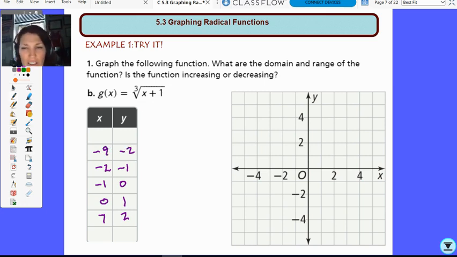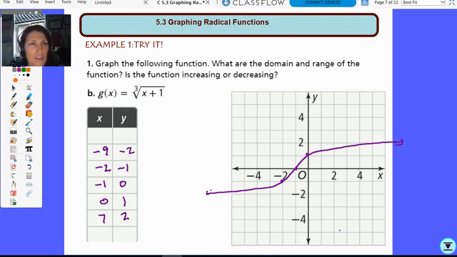So we plug all this in. I don't go out as far as negative 9, so let's go to negative 2, negative 1. Negative 1 is 0. 0, 1, 4, 5, 6, 7. We'll go ahead and 7, 2 again. And so we know that we're going to be doing something like this for our graph.